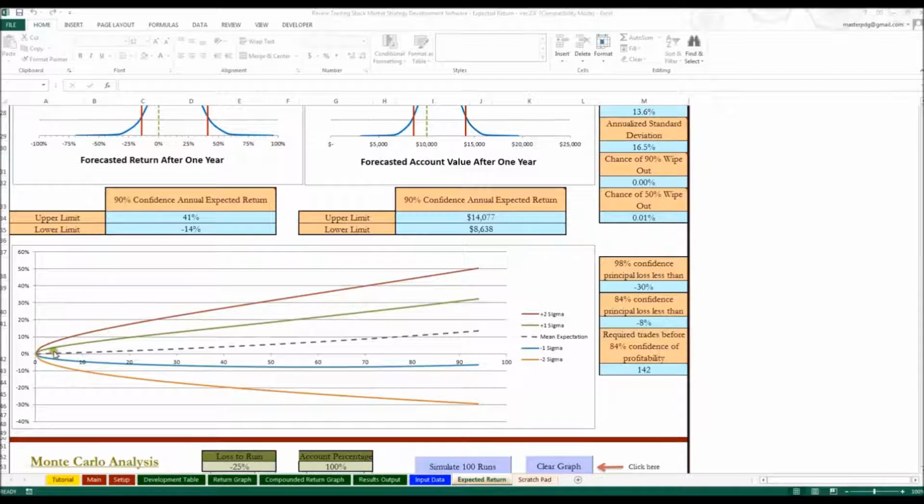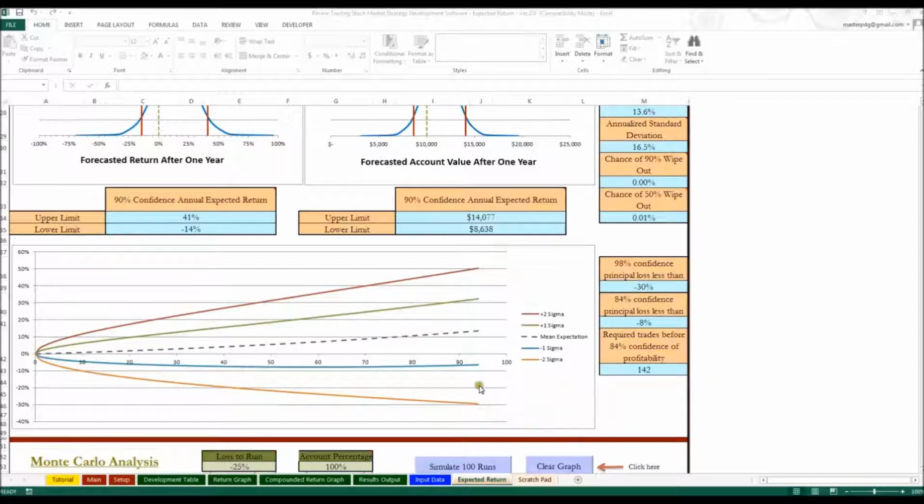Also on here we have the bounds for the standard deviation. So the blue is the -1 standard deviation, and the orange is the -2 standard deviation. So we can see that for the -1 standard deviation, we're hovering right here on the negative territory. And then for the -2 standard deviation, we see that there's some possibility that we will drop down to 30% loss in the first year and never recover.